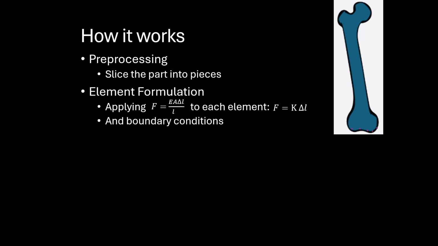So boundary conditions might be, okay, these nodes at the bottom of the femur, we're going to say those are fixed. Or we might say the nodes at the top have a force applied to them in a certain direction, or that the nodes on the side, maybe these can only move in a certain direction or something like that. So these are examples of boundary conditions that we would apply during element formulation.